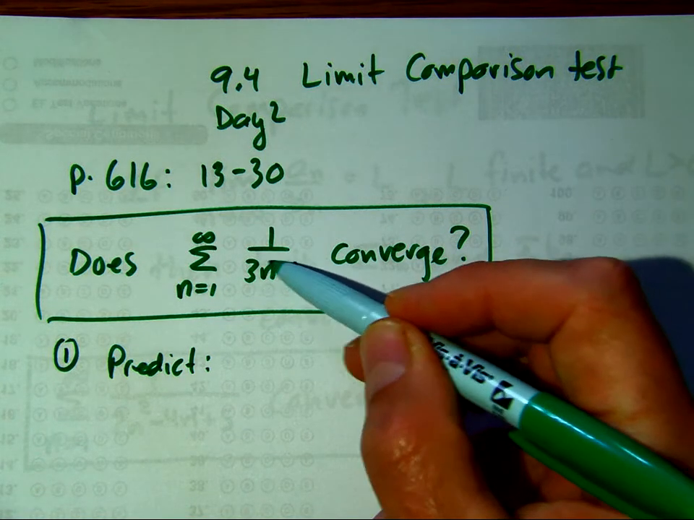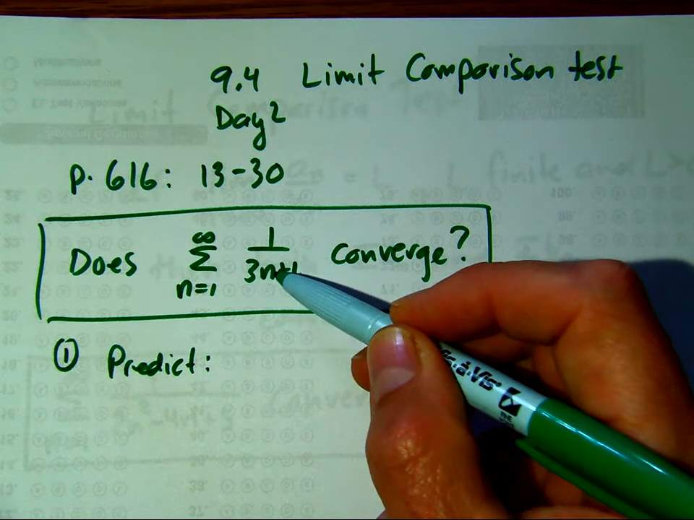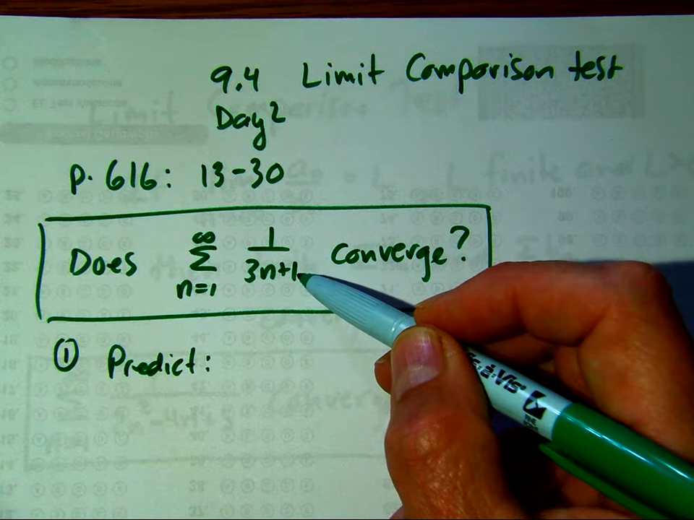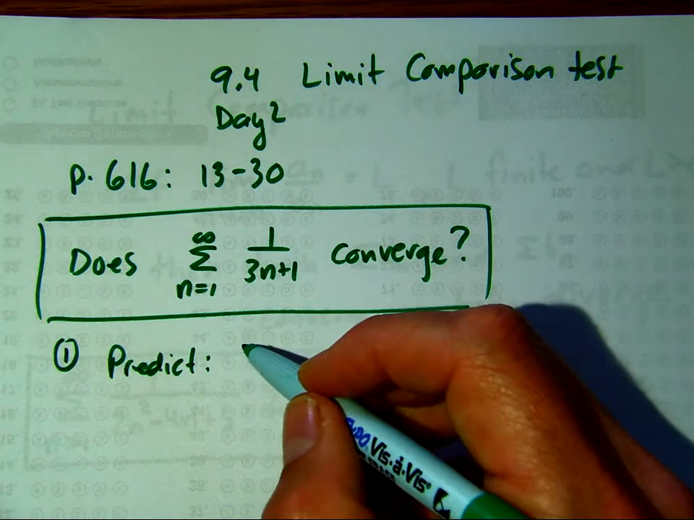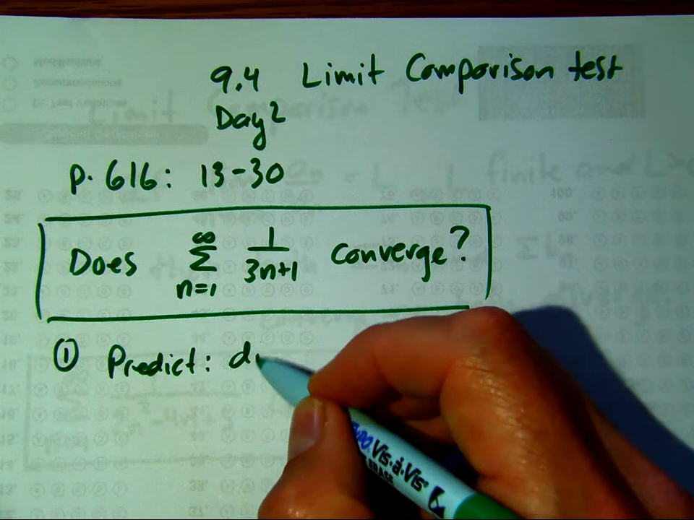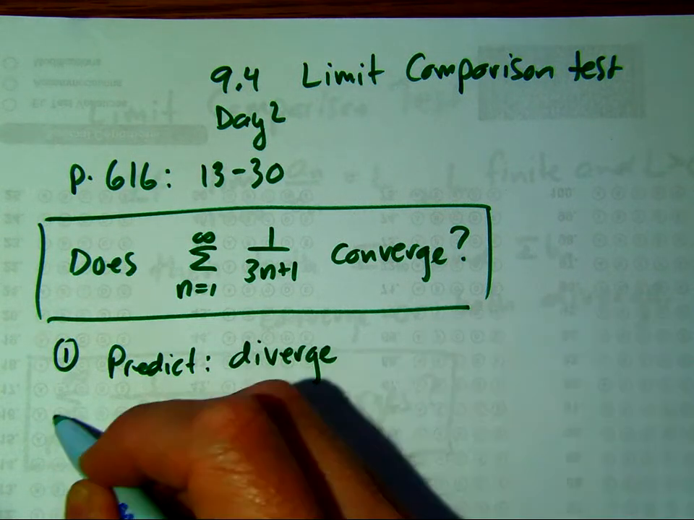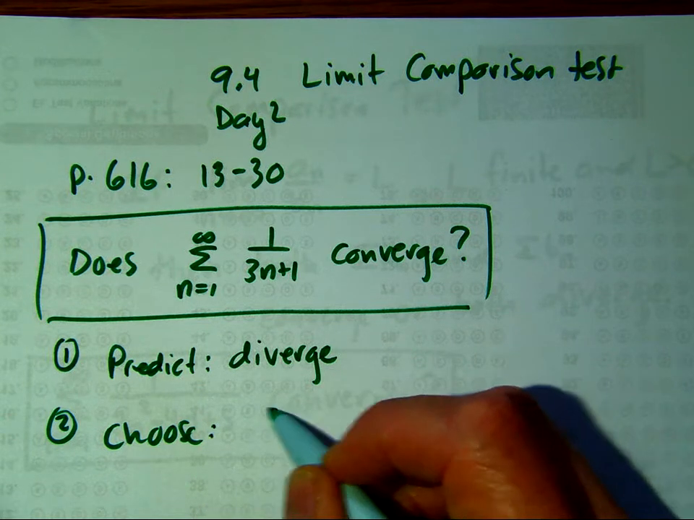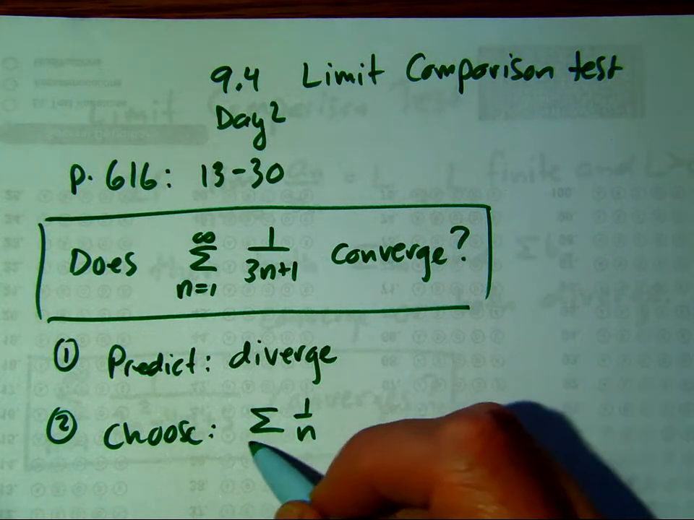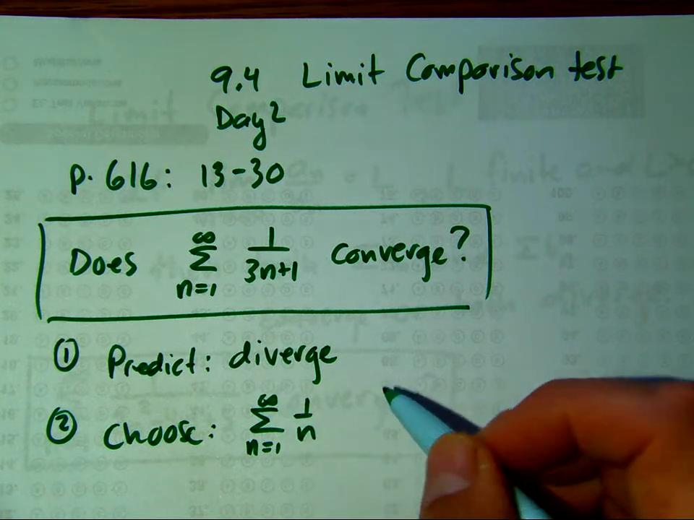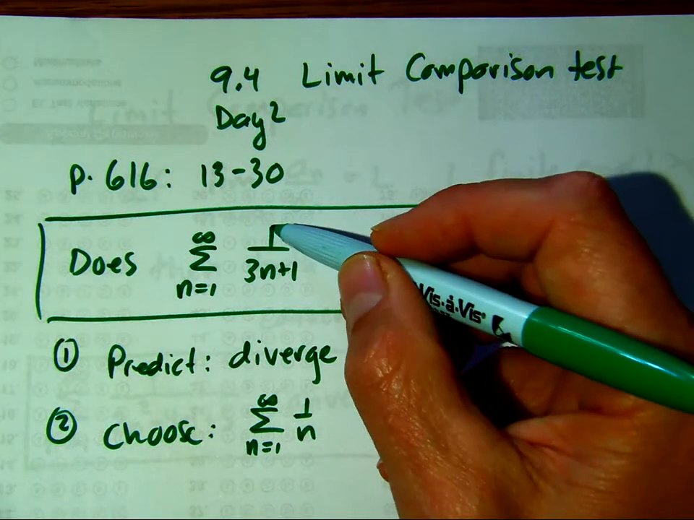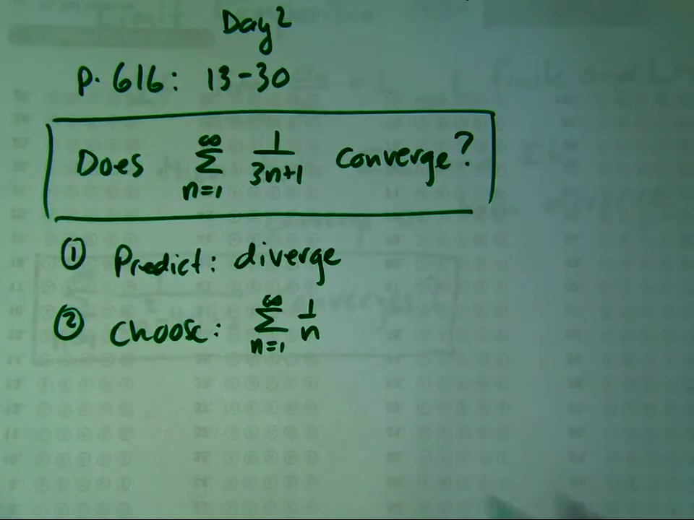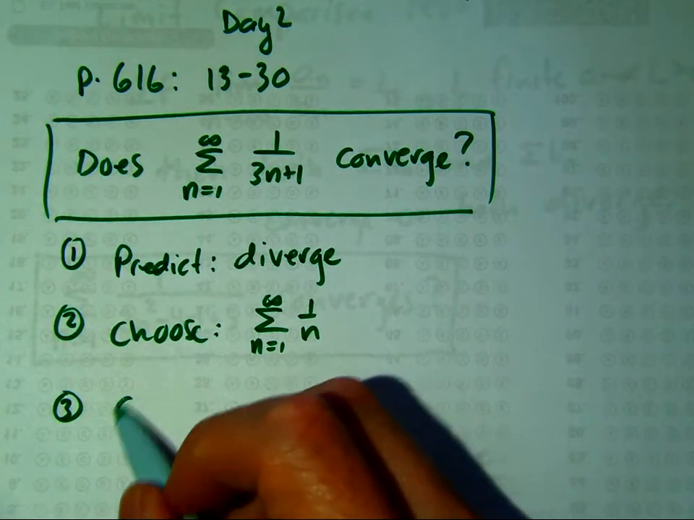So we see a linear term in the denominator, so that means we would think it's going to be behaving like the harmonic series, so we think it will diverge. Then we have to choose something to compare it to, and that would be the first guess. Because overall it's a 1 over n, so we're going to compare it to that. And now compare.